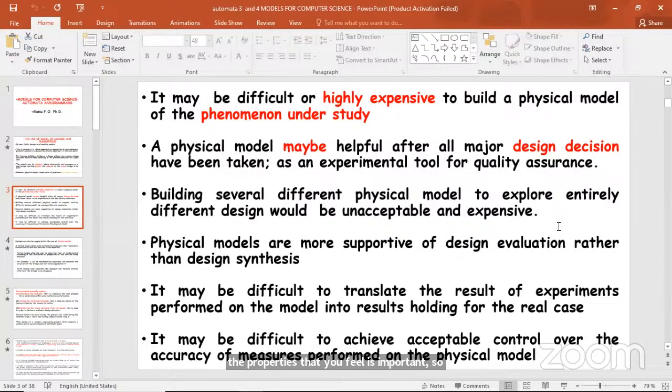So a physical model may be helpful after all major design decisions have been taken, as an experimental tool for quality assurance. So physical models could just be a prototype when you have simulated all the different types of decisions you want to take on the building.